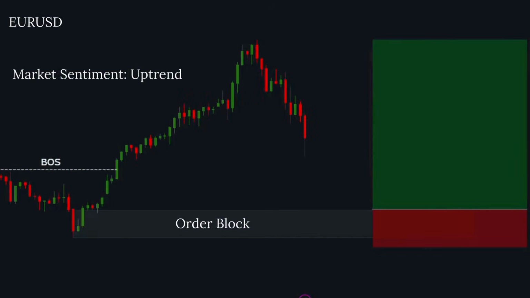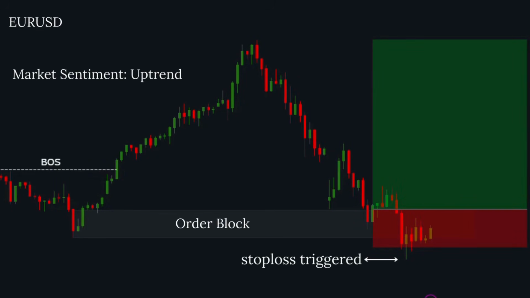But here's where most retail traders get trapped. They take every pullback as an entry. The truth is, not every retracement is worth trading. What separates a high-probability trade from a random entry is confluence, that is, multiple factors or signals aligning in our favor to increase the probability of the trade. And one of the most powerful confluences we use is liquidity sweep.